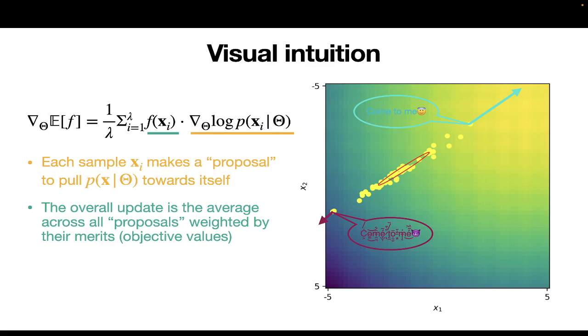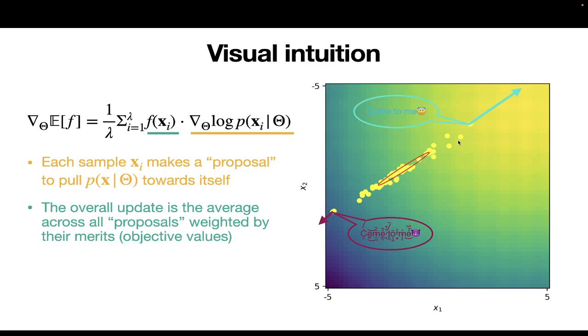For additional intuition, you can think of each sample as making a quote-unquote proposal that tries to pull the distribution closer towards itself. In the case of a multivariate Gaussian, pulling means two things. Firstly, each sample will try to pull the mean of the multivariate Gaussian closer towards itself. And secondly, each sample will try to stretch the covariance of the multivariate Gaussian such that the uncertainty is higher along the direction heading towards it.